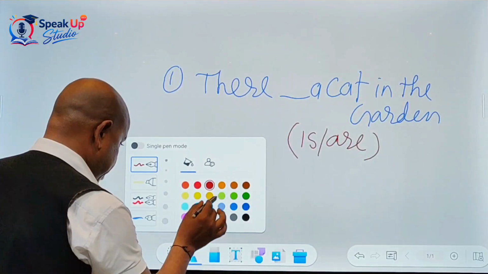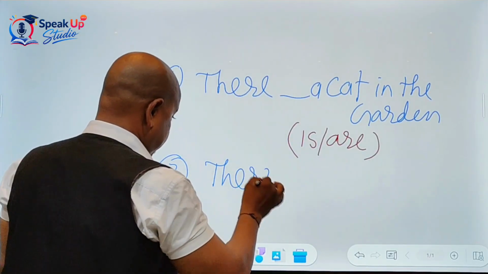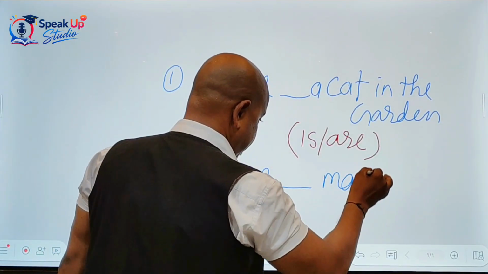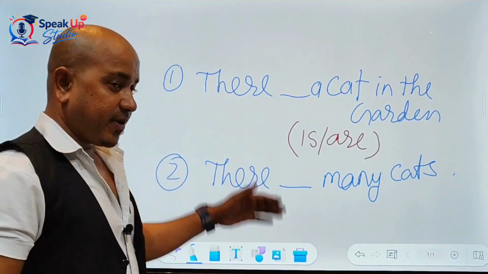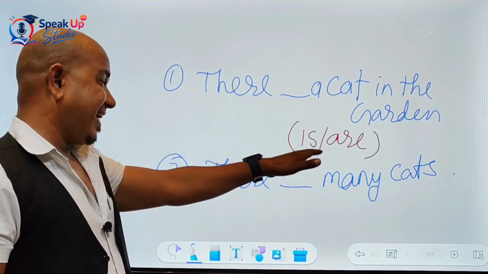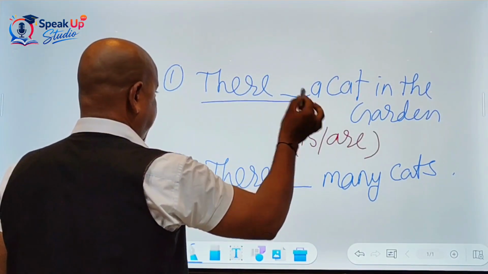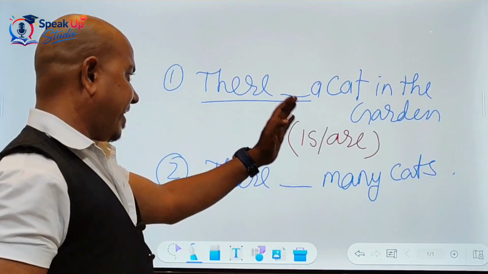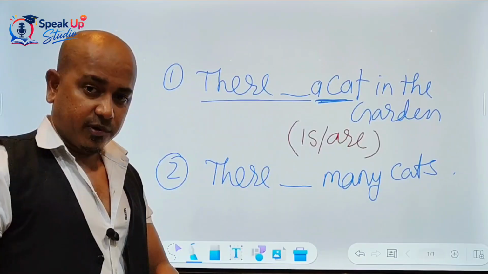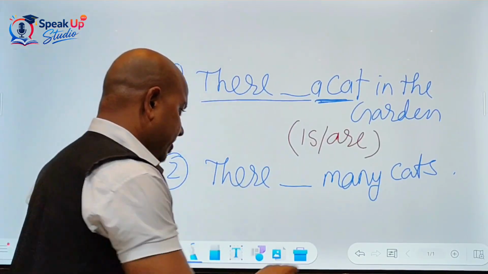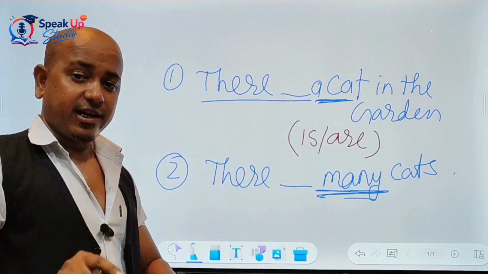Second, I'm also giving you a task. Look here: "There dash many cats." Just prepare your own sentences using is and are in the blanks. In the first, you have "There dash a cat in the garden." Here the object we are talking about is one in number, so what will you use? And in the second one, you can see more than one, so what will you use? Just try to write in the comment.